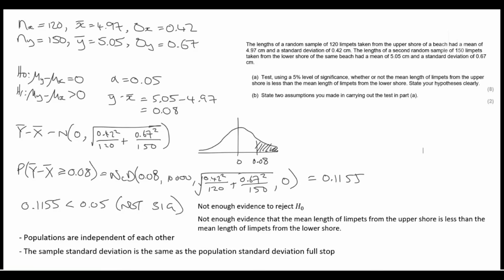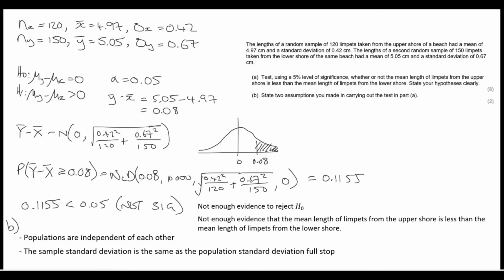In part B, we've actually been asked to state two assumptions that we made to carry out our test in part A. Firstly, we did assume that they were two independent samples from each other. And secondly, we assumed that the sample standard deviation that we were given in the question matched the population standard deviation. So we just substituted it straight in as the value we were using.